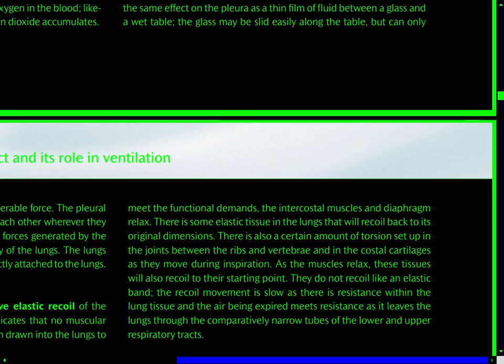As the muscles relax, what happens? These tissues will also recoil to their starting points. What kind of tissues? The joints between the ribs, vertebrae, and costal cartilage. As the muscles relax, these tissues will recoil back to their starting points. They do not recoil like an elastic band.